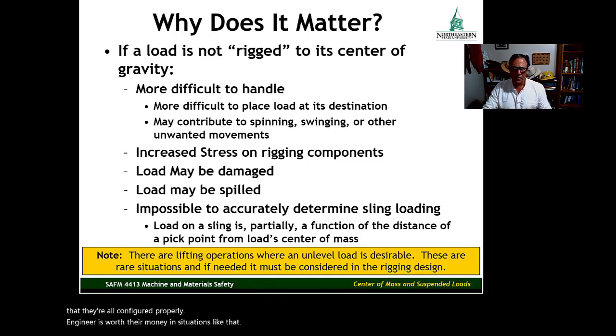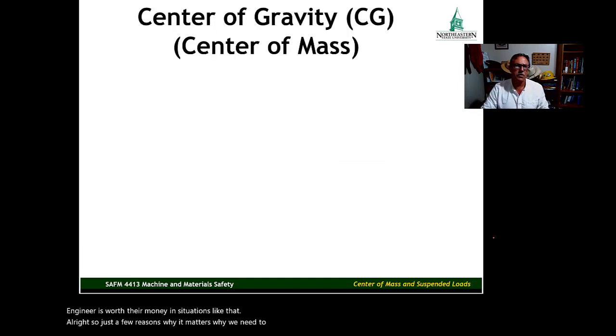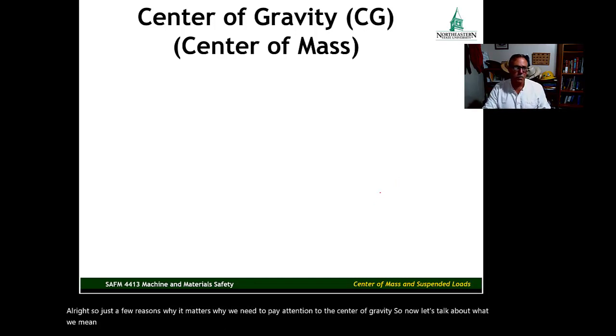All right, so just a few reasons why it matters, why we need to pay attention to the center of gravity. So now let's talk about what we mean by center of gravity, also referred to as the center of mass. I'm an old guy coming up, we call it center of gravity. You talk to an engineer, they may refer to center of mass. It's in essence the same concept that we're dealing with.